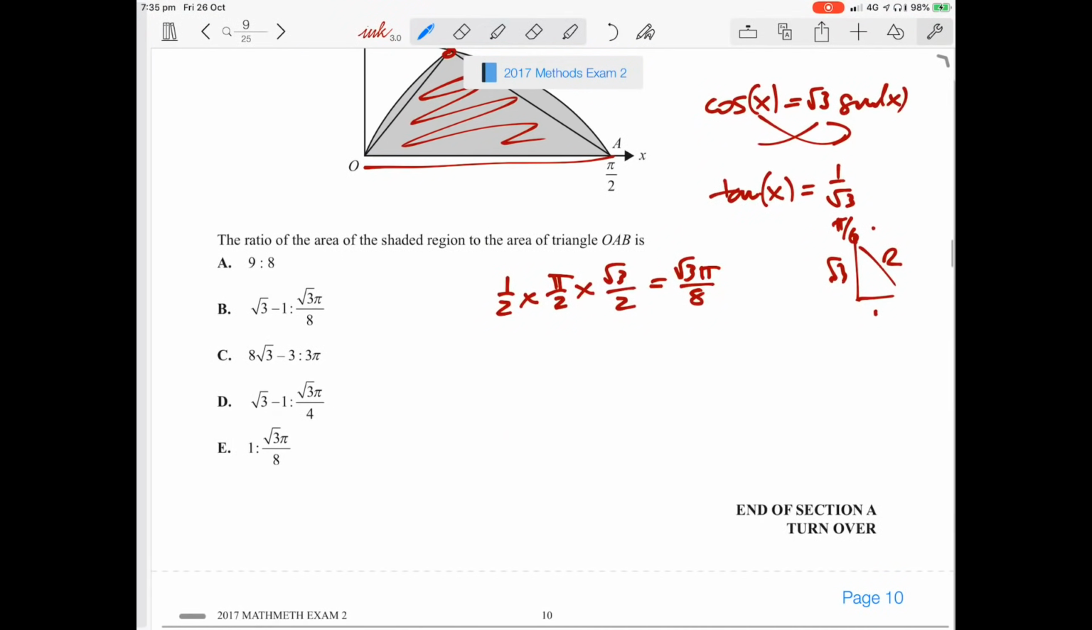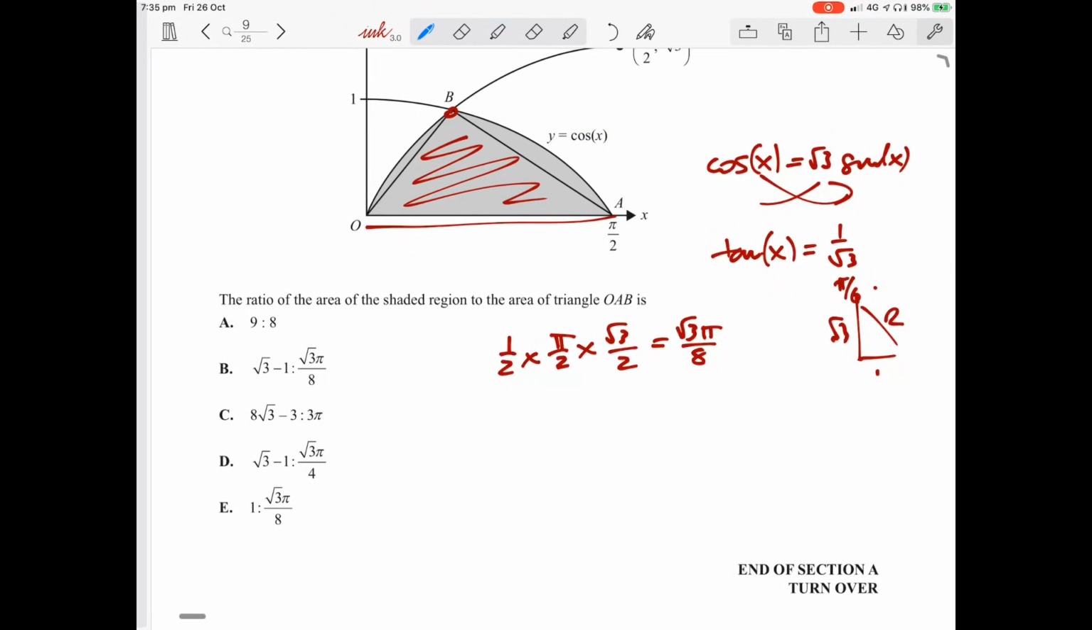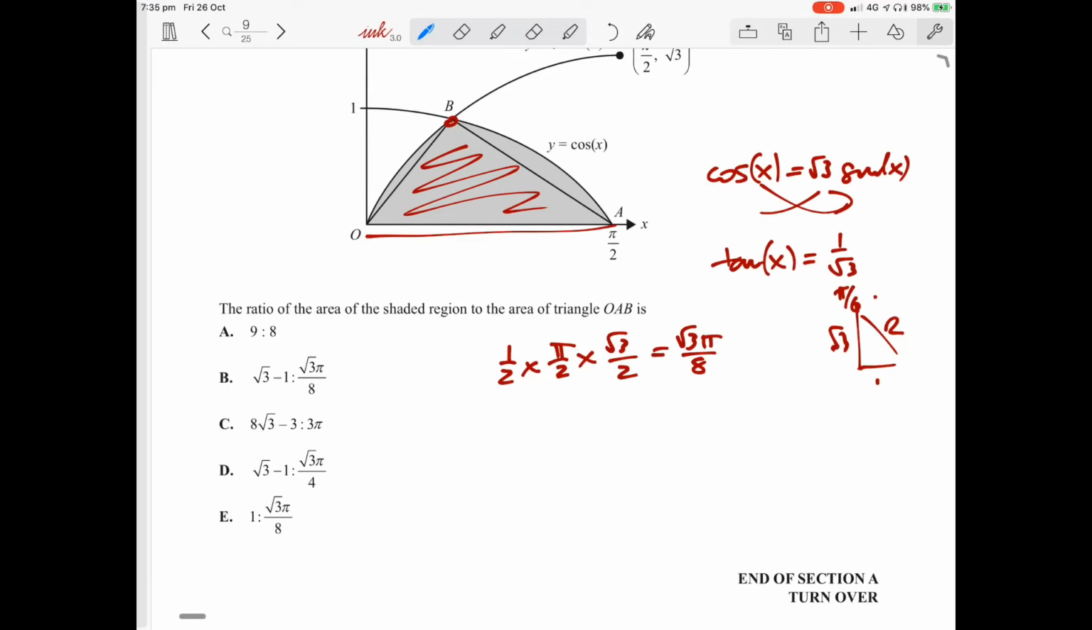So the ratio of the area of the shaded region to the area of the triangle. So we've got root 3 minus 1 to root 3 pi on 8, because we just worked that out there. So it's going to be B, assuming we haven't stuffed anything up.